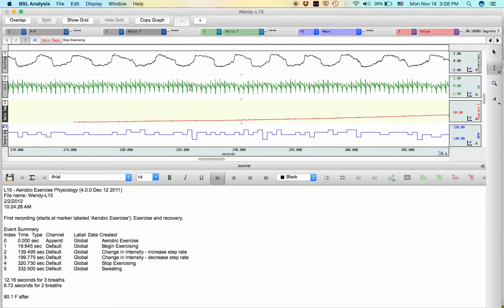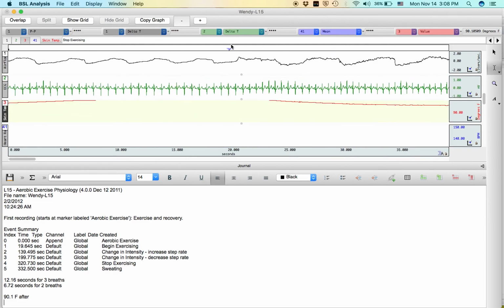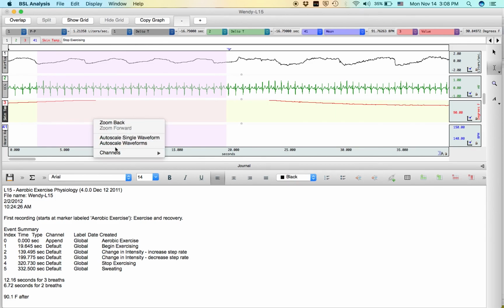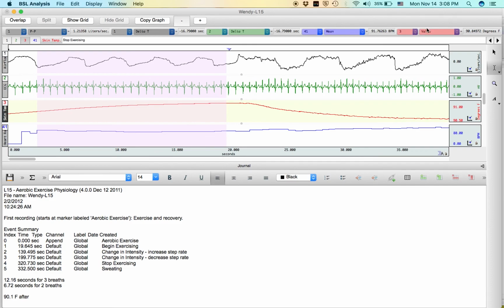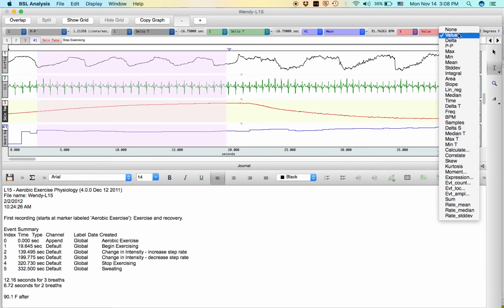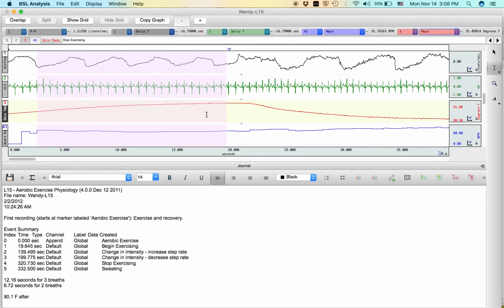But then before exercise, we need to go all the way back to our beginning. So this is where exercise begins. We're going to highlight this region here. We'll go ahead and auto scale our waves. And I'm going to do delta 3, but I'm going to take the mean here instead of a value because I'm taking it over an area before an event instead of at an event. And so here it's 91.05.